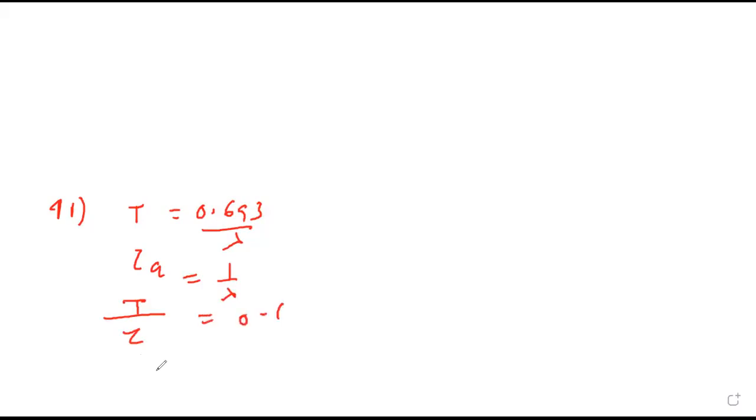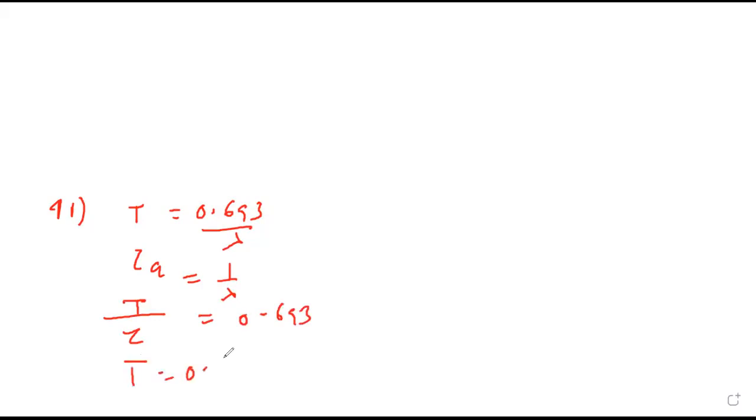T is the half-life period and tau is the average life. Then which of the following statements is correct? This is 0.693 upon lambda and this is 1 upon lambda. So half-life upon mean life will become 0.693.